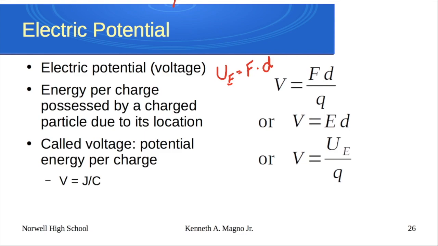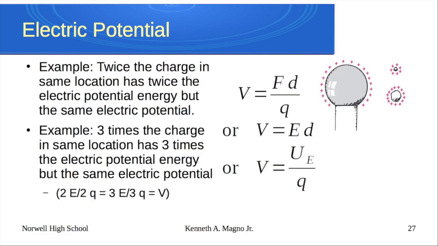One way to look at it is V is equal to ED, because we know that F over Q is E, the field. The other way is to look at it as FD is UE and say it's UE over Q. Voltage, or electric potential, is in units of volts, which is joules per coulomb. One example we're going to talk about is the Van de Graaff generator. I can have a certain force at a certain distance on a certain charge for the Van de Graaff generator, which is also caused by a field at the distance, or the electric potential energy on that test charge.